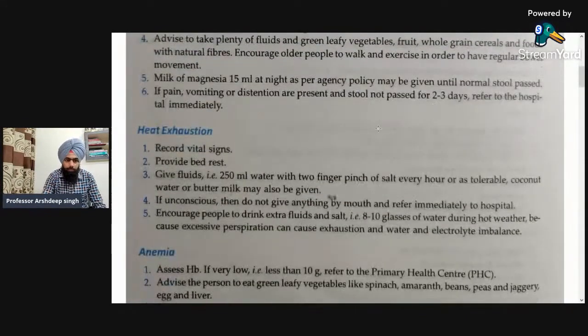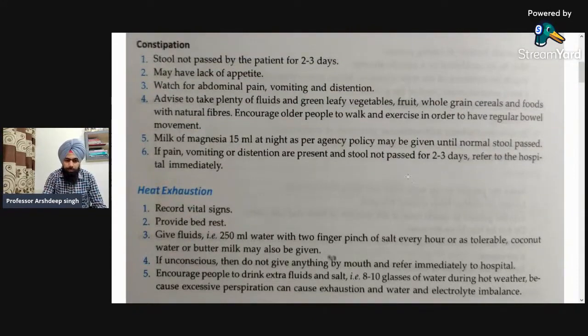Milk of magnesia, 15 ml at night, as per the agency policy, may be given until normal stool passes. And last, if the patient has vomiting or distension and stool has not passed for 2 to 3 days, refer to the hospital immediately. One more thing, we can also give suppositories to relieve constipation. Suppositories are jelly-like substances that are inserted in the anus to relieve constipation. That can also be used. That is not written here, so I am explaining about it.